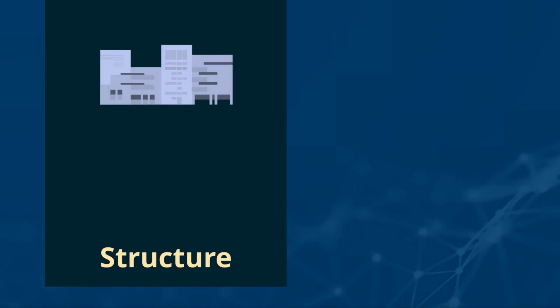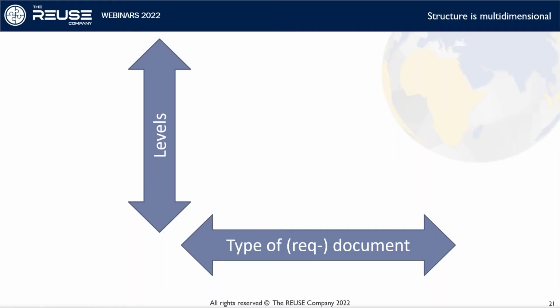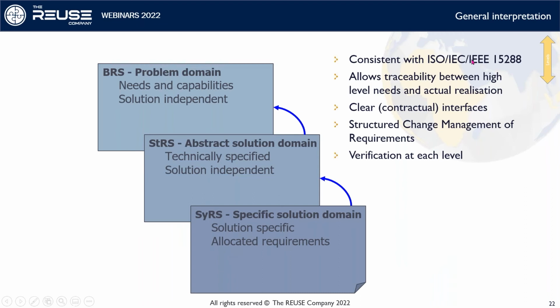Okay, so we would need not only following the life cycle, but we should also know how to structure the data that we are working with. A structure is something that could be seen in at least two dimensions here. We could have different levels, and we could have different types of requirements. First, let's look at the levels. In 15288, it's identified that we would need, for example, business requirement specifications, stakeholder requirement specifications, system requirement specifications that have their own purposes with their own scopes and so on.